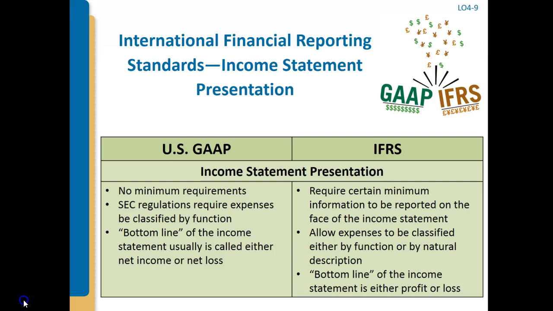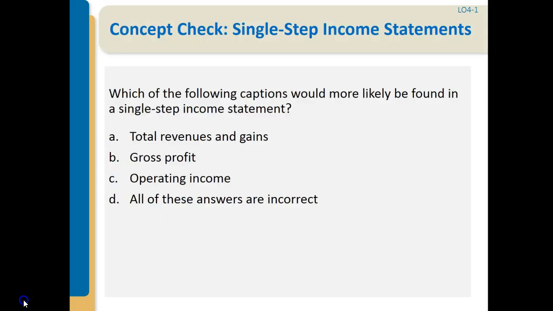In the U.S., the bottom line of the income statement usually is called either net income or net loss. The descriptive term for the bottom line of the income statement prepared according to international standards is either profit or loss. So let's take a look at this question for you.